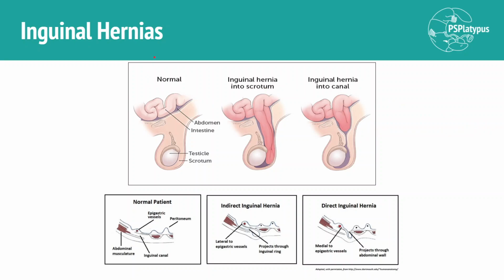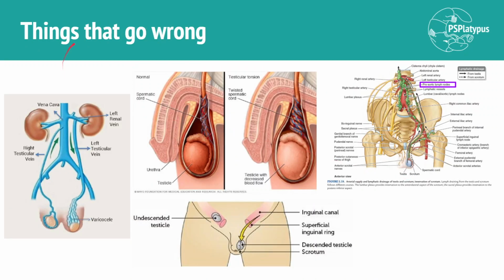Hernias not only happen on the abdominal surface, but also through the inguinal canal. You can get indirect and direct inguinal hernias. Indirect inguinal hernias go through the deep inguinal ring and then into the inguinal canal. Direct inguinal hernias don't go through the deep inguinal ring, but rather just project through the abdominal wall into the inguinal canal. You can also get intestines that go into the scrotum. It's pretty weird, but you can get that as well. There's a lot of stuff that can go wrong.